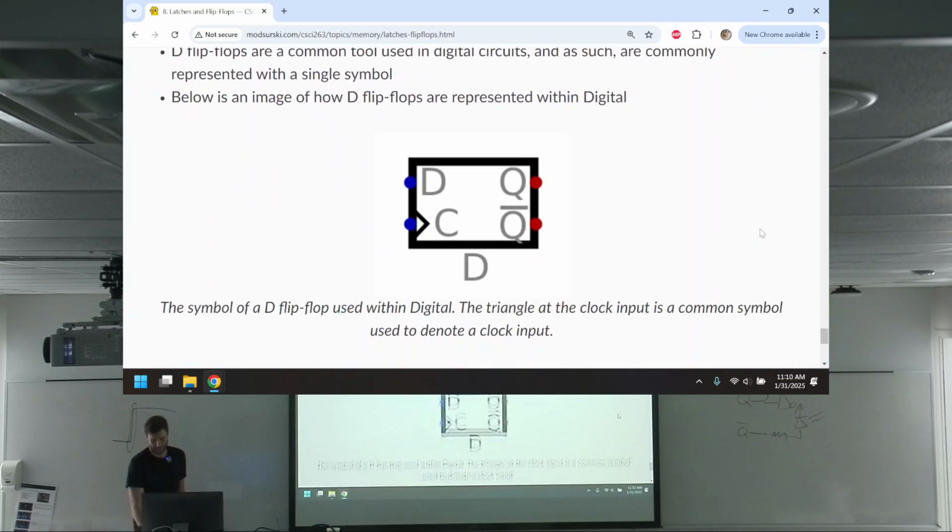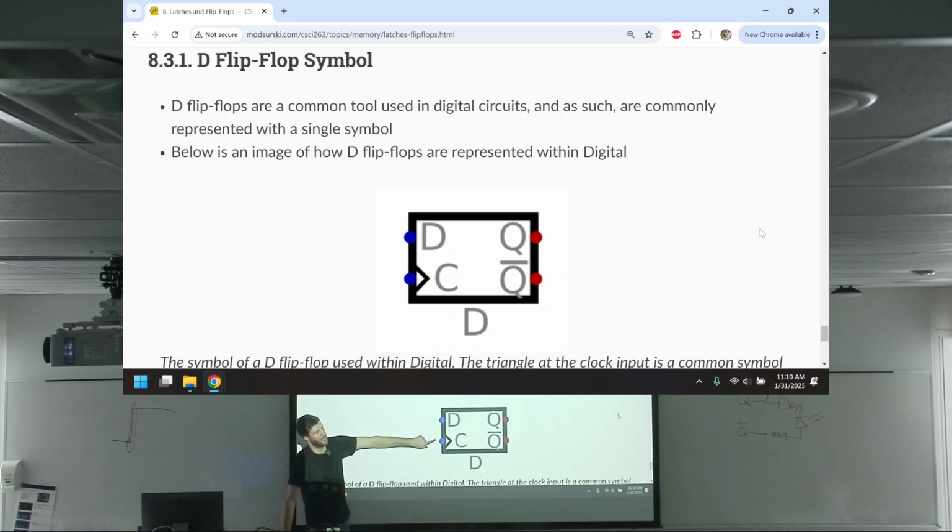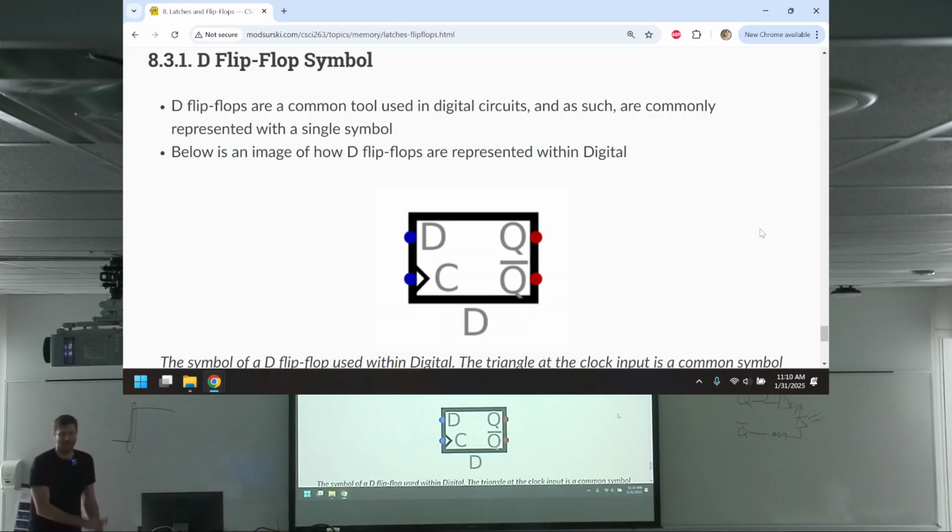Pretty cool, right? Now here is a D flip-flop signal in Digital. It's got a data input, a clock, a Q, and a Q naught. That's it. This is a D latch. This D latch is our most basic circuitry for storing data.